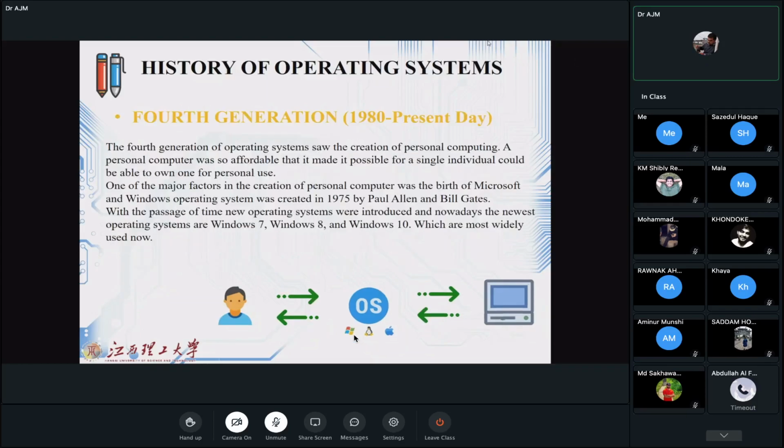Then the fourth generation, which we are in now, from 1980 till today, saw the creation of personal computing. A personal computer, which people call a PC, was so affordable that it made it possible for a single individual to own one for personal use. One of the major factors in the creation of the personal computer was the birth of Microsoft and the Windows operating system, which came in 1975 through Paul Allen and Bill Gates, as you know them as big names in the world. With the passage of time, new operating systems were introduced, and nowadays we have the newer versions of Windows 7, Windows 8, Windows 10, which are mostly used.